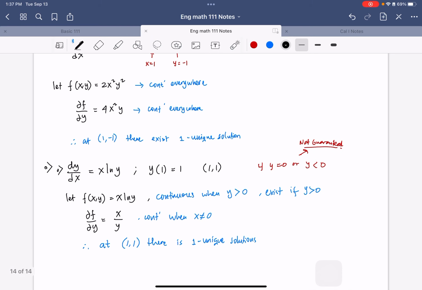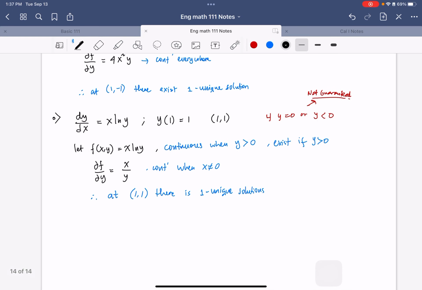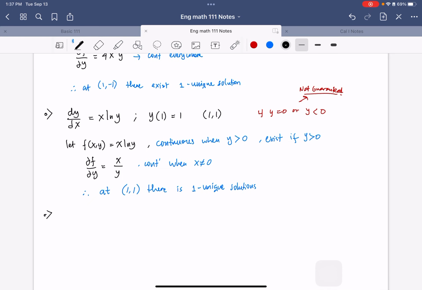Okay, and then perhaps another example. dy over dx equals square root of x minus y, and the initial value is (2, 2). Okay, the a is 2, b is 2.